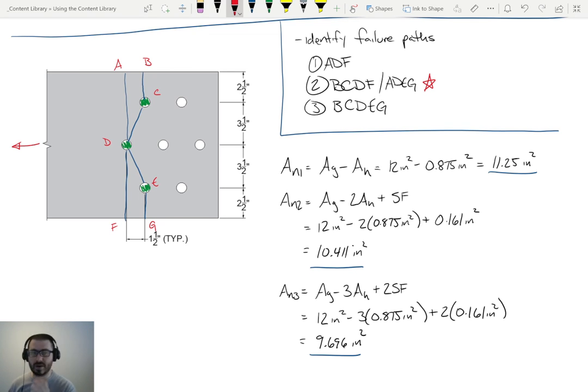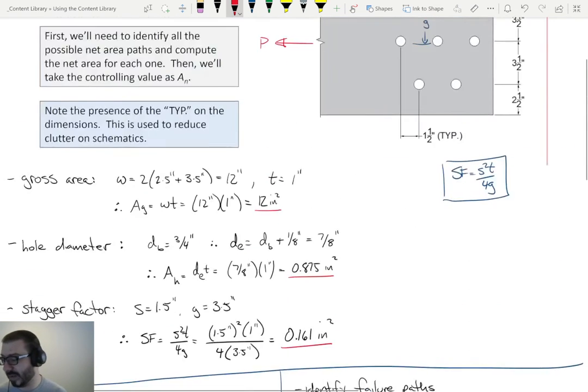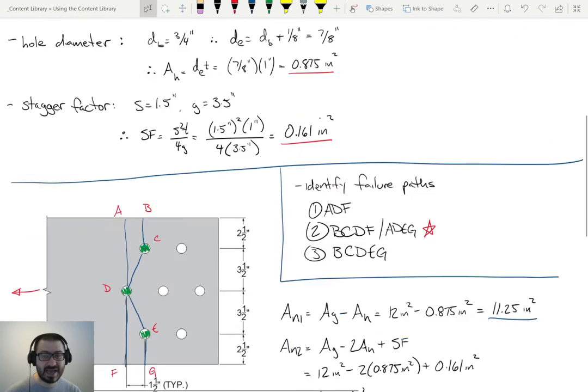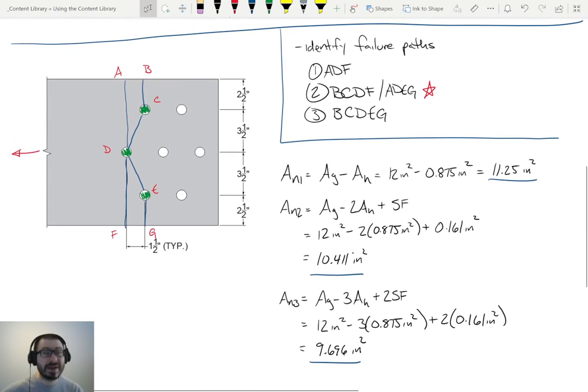Now the second point I wanted to make is I want to go back to the very beginning of the problem. The problem said compute the net area. It did not say compute 3 net areas. We have to compute the net area. So what does that mean? Well, what that means is that we have to consider the worst case scenario. So what is the worst case scenario? Which answer do we use?